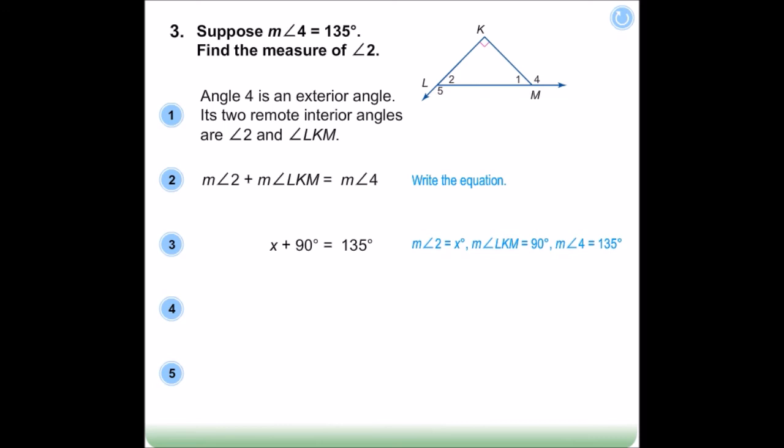The measure of angle 2 equals x. So x plus 90 degrees, which is the measure of angle LKM, must equal 135 degrees. When we solve this equation by taking 135 degrees and subtracting 90 from both sides, we find out that x equals 45 degrees. Therefore, the measure of angle 2 equals 45 degrees.